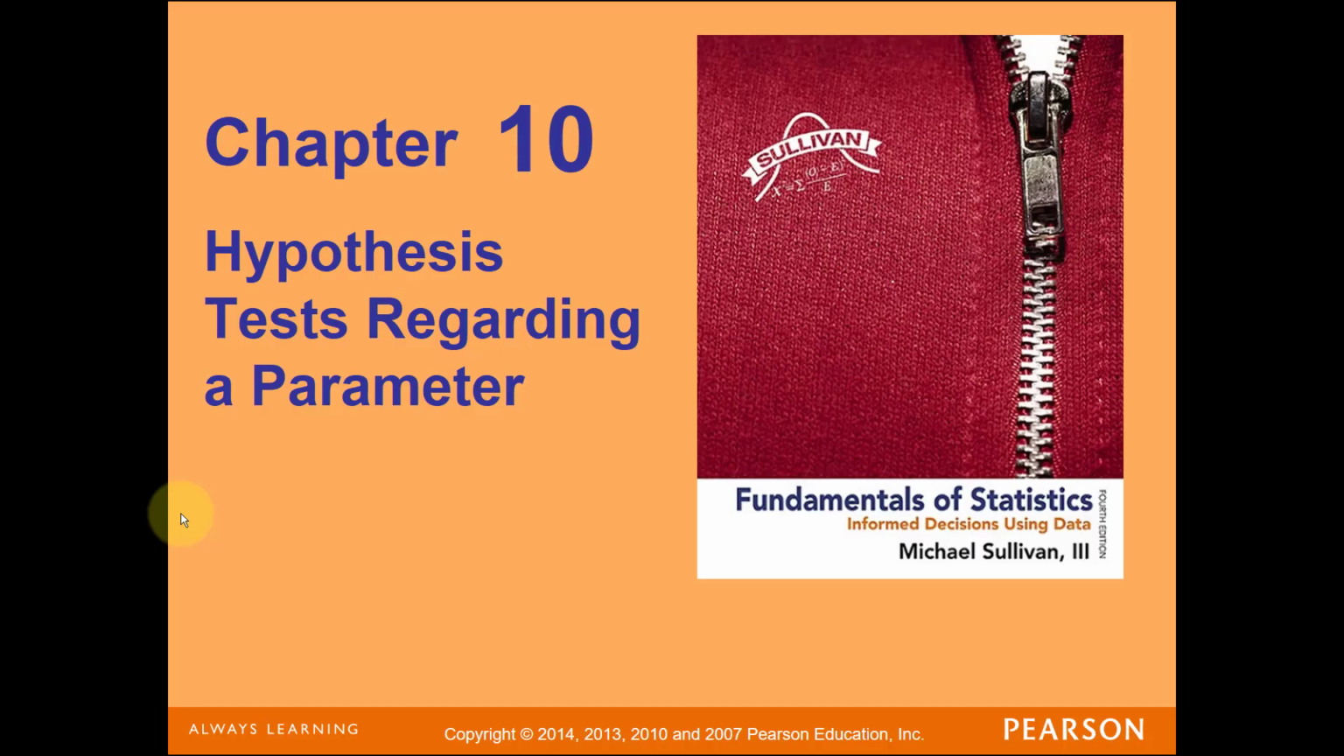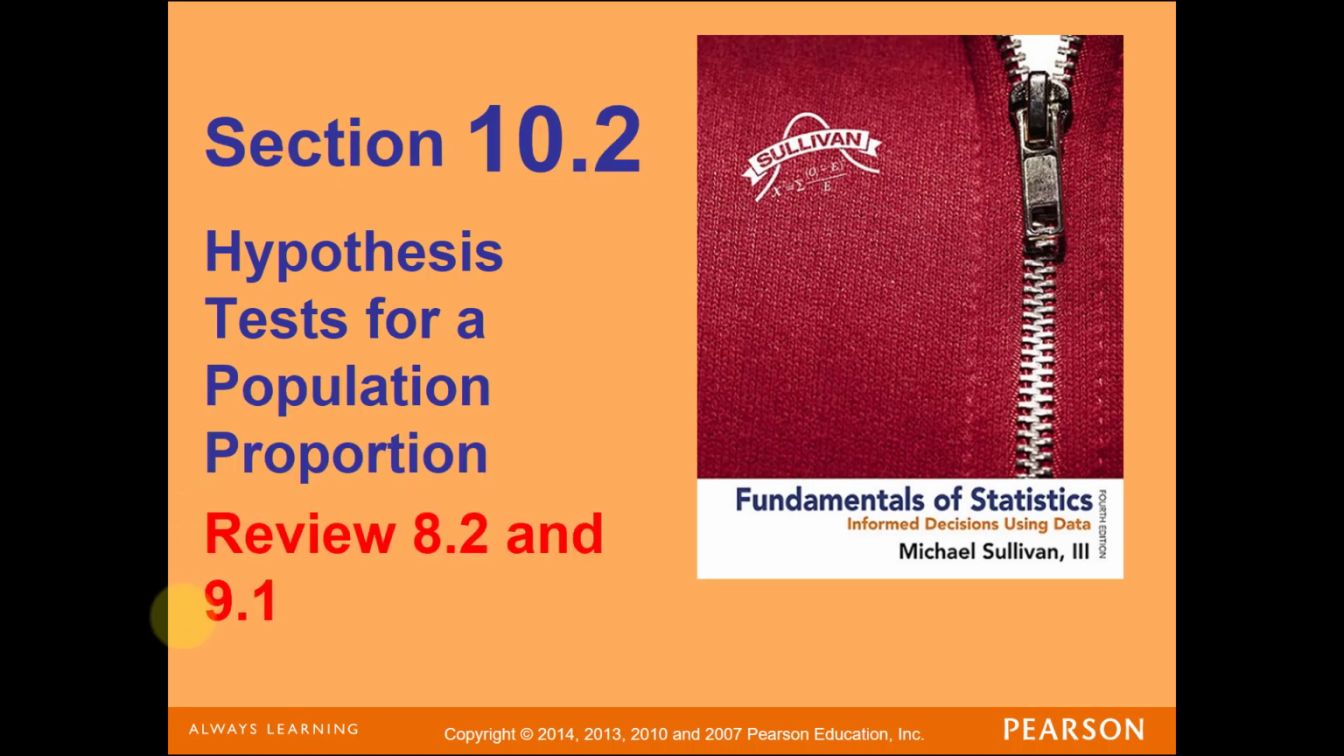So we're still in chapter 10, hypothesis testing regarding a parameter, but now we're in 10.2, and we're going to work with the specifics of testing with proportions, and we're going to introduce the idea of the p-value, which is very important. It's essentially the most important idea in chapters 10, 11, and 12. Before you begin this, you need to understand that we're continuing the idea of hypothesis tests, but we're working with population proportions, and you definitely need to review 8.2 and 9.1 for this to make sense.